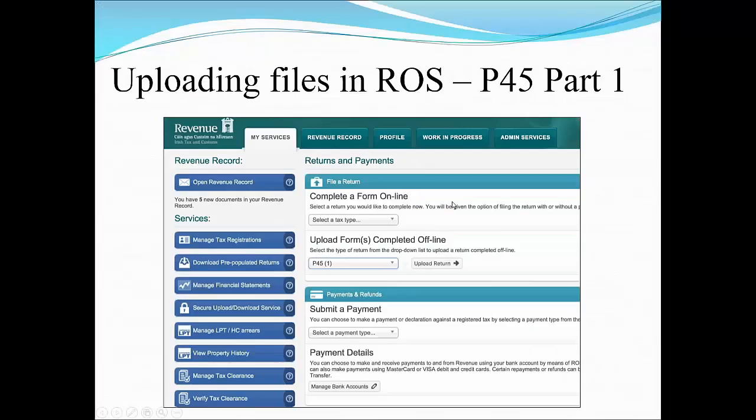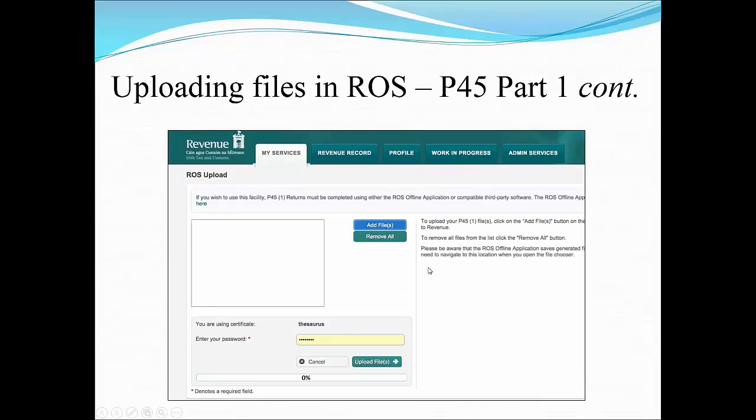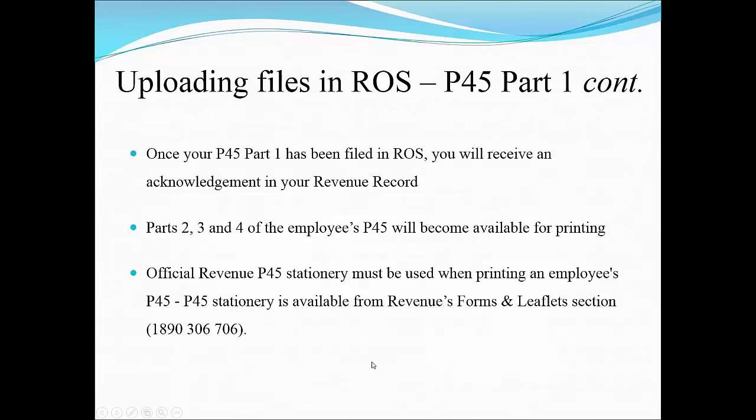So you then log into your Revenue Online Service. You go to the My Services section, and under Upload Forms Completed Offline, you choose the option P45 Part 1. Then simply click Upload Return. This brings you through to the following screen, and all you do here is click on Add File. On clicking Add File you browse to where you've saved your P45 file and select it, and the file will sit here in this top box. Then enter your password again and click on Upload File. You'll then receive notification that the file has been successfully received by Revenue, and that acknowledgement will be in your Revenue record. So that's uploading Part 1 of the employee's P45.